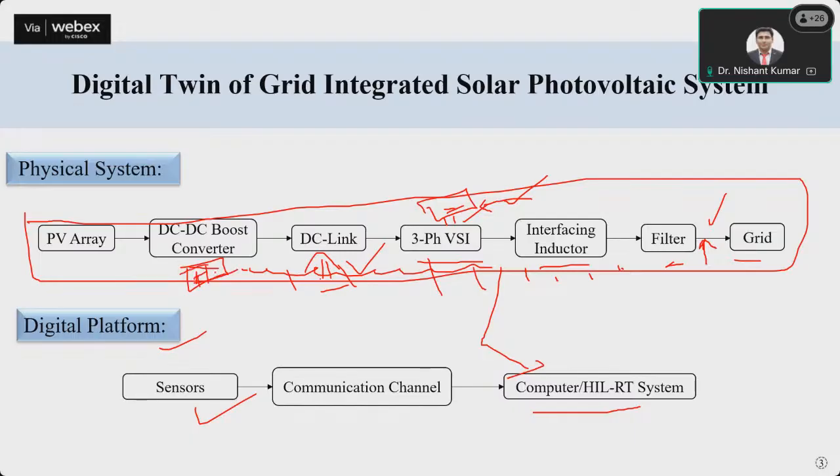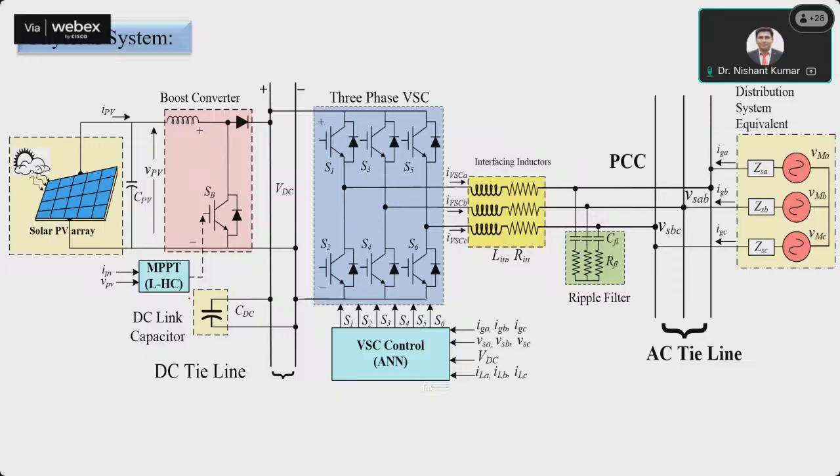Some data is required to decide the switching pulse for the switch of the boost converter, and only then will it operate. So definitely some sensors are going to be used here. Those sensors will be considered inside the physical system as well as inside the digital platform. In picture-wise terms, the complete system will look like this.